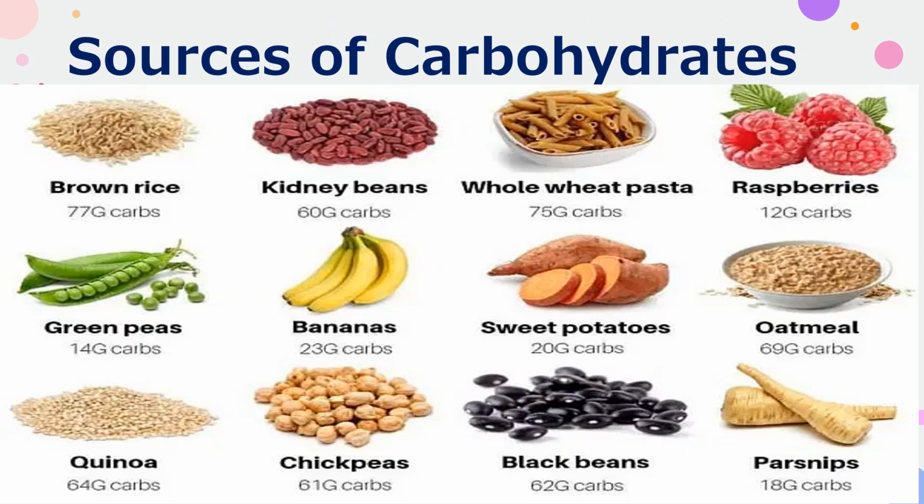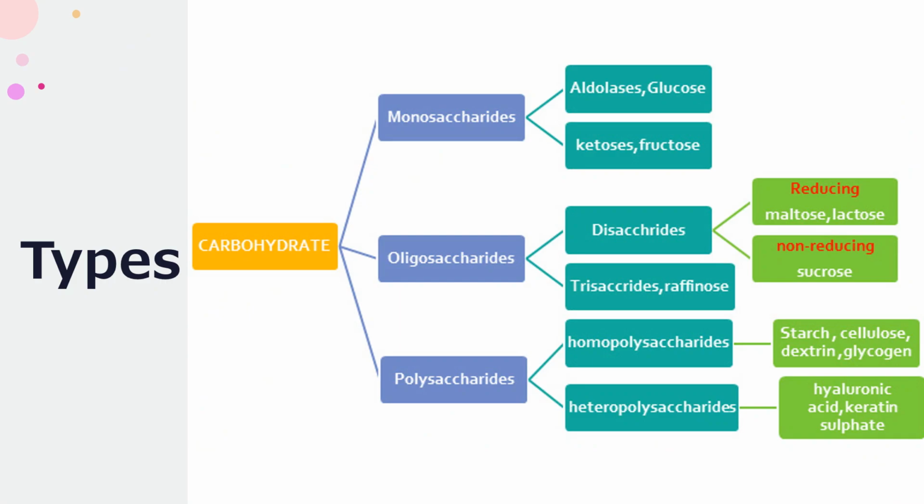If you look at the sources of carbohydrates, we have maximum sources for carbohydrates only, that is, brown rice, beans, pasta, raspberry, and a number of fruits. Wherever you might have heard about sweetening agents, there we have carbohydrates. And whatever you are going to see, these are the amount of carbs present in that particular food.